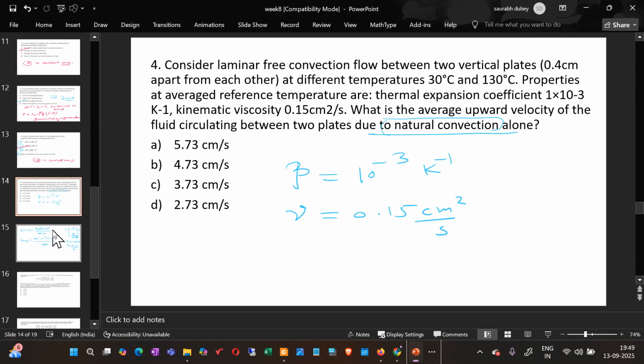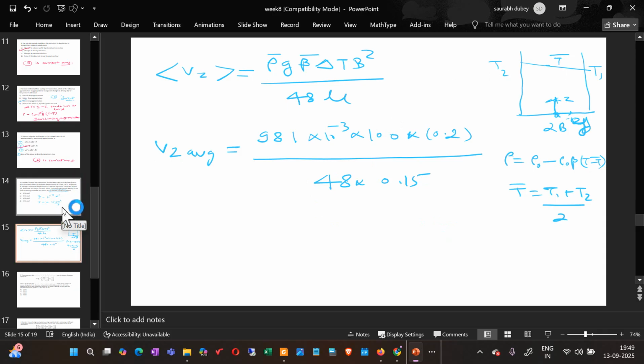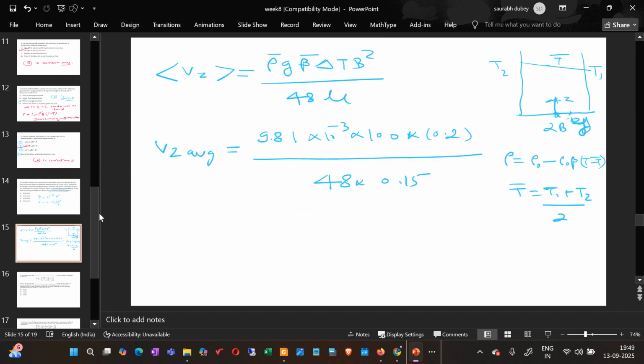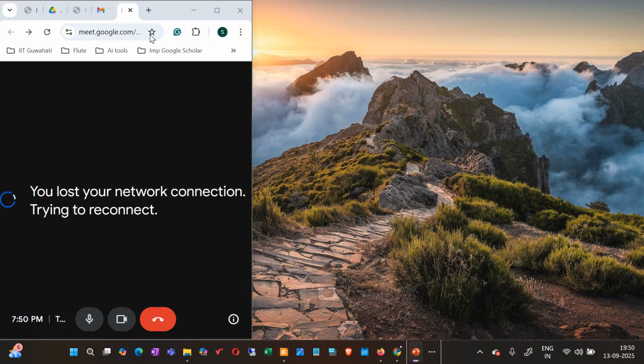Centimeter square by second. So that mu, no? So this density got divided. So 9.81. This was g. So for centimeter, this 100 million. And this rho you took here, and you had this mu by rho to be kinematic viscosity, which is 0.15, right? So once you solve it, you will be getting 0.545 centimeter per second as the average velocity.